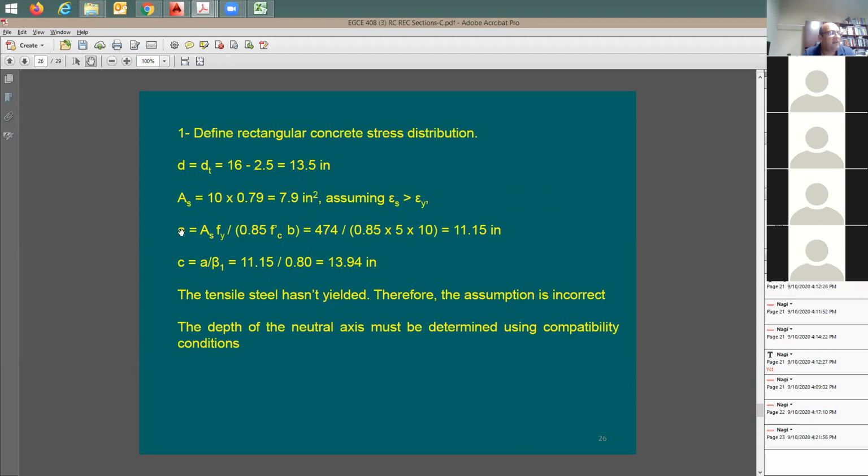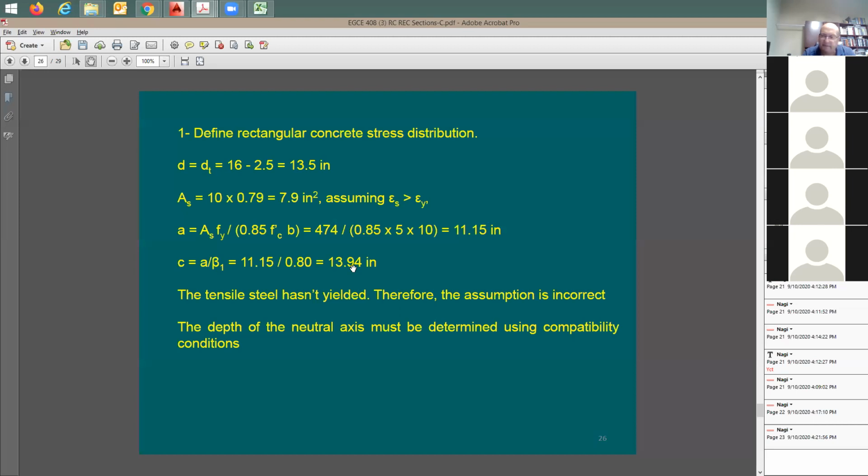I'm trying here to find out the a, compression block depth. And look what happened. I used to end up with 4 inches. Look how many inches I have: 11.15. Doesn't make sense. This depth here is just big. This is too much. It's almost close to the depth of the beam. It doesn't work this way. And look at this number here, the c, the neutral axis depth, 13.94.